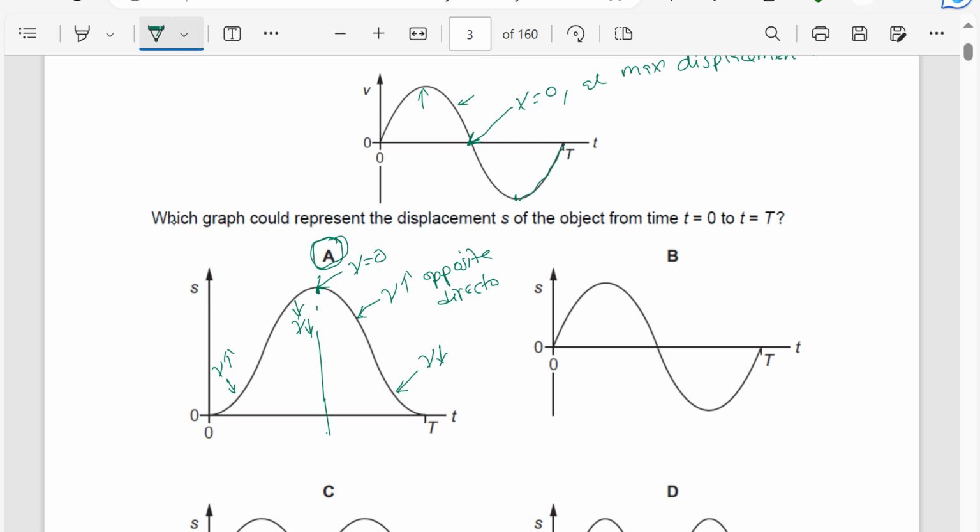I'll need to check B and C. So I'm just looking at the gradient. How do you know that the gradient is increasing when the line is going upwards? The gradient is increasing. When the line is becoming horizontal like this, the gradient is decreasing. So when the line is becoming vertical like this, the gradient is increasing. So this is increase, increase, decrease, decrease in the gradient. And for the graph of displacement against time, its gradient gives us the velocity. So the answer is automatically A.